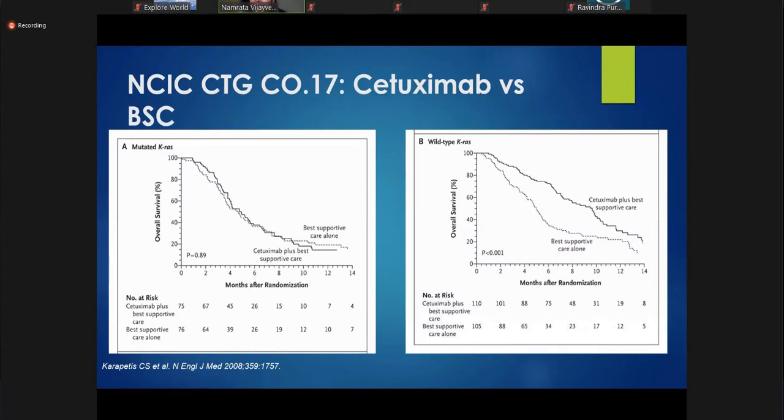So, the benefit of anti-EGFR therapy in colorectal cancer was first reported by the NCIC CTG CO.17 study, where they compared patients with refractory colorectal cancer. Half of them got cetuximab, the other half got best supportive care. And, previously they didn't know that this was a marker. So initially the study was reported overall, but then later on they published the results based on their RAS mutant status, and you can see clear benefit, right?